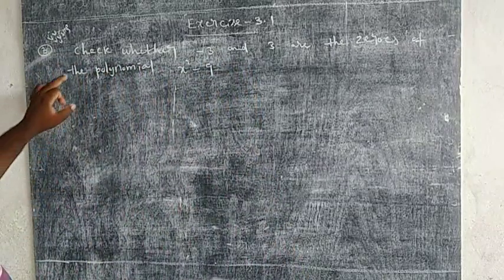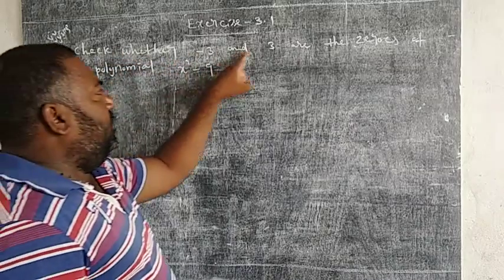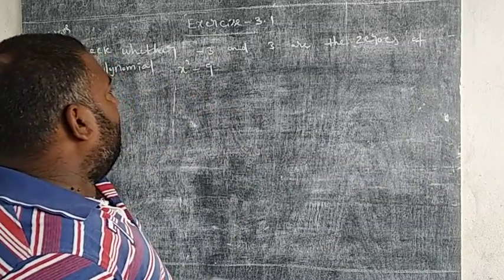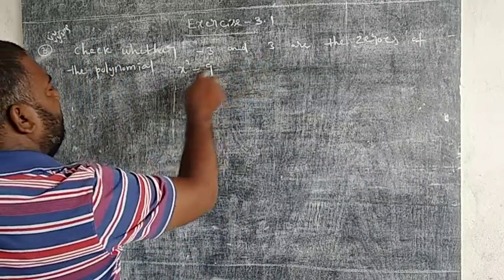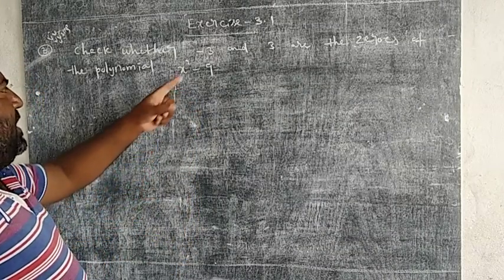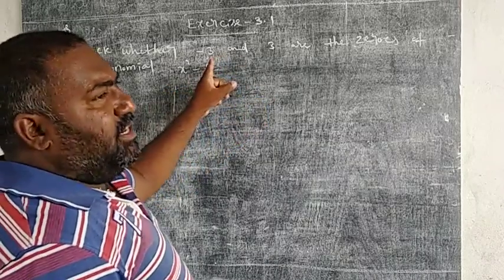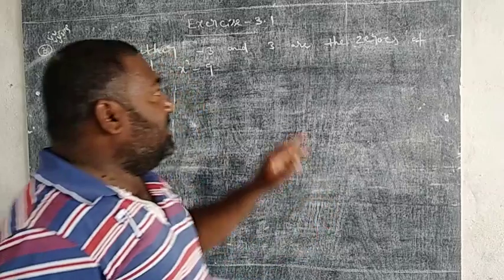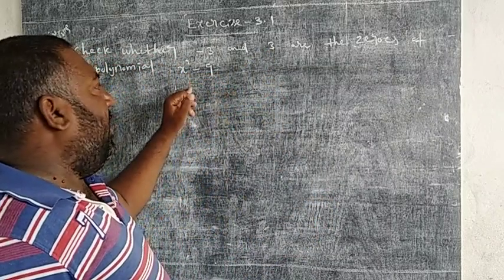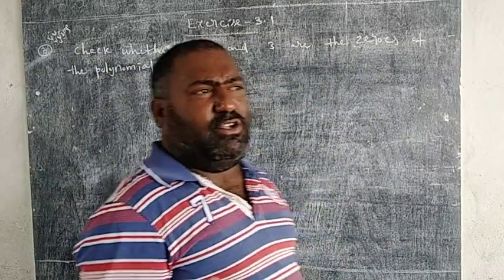And next, third question in exercise 3.1: check whether -3 and +3 are the zeros of the polynomial x square minus 9. First we check whether -3 and +3 are the zeros of this polynomial. When we replace x by -3 in this polynomial and the polynomial value goes to 0, then we say that -3 is a zero of the polynomial. In the same way, replacing x by 3 in x square minus 9, if that value goes to 0, then we say that 3 is a zero of the polynomial, otherwise not.